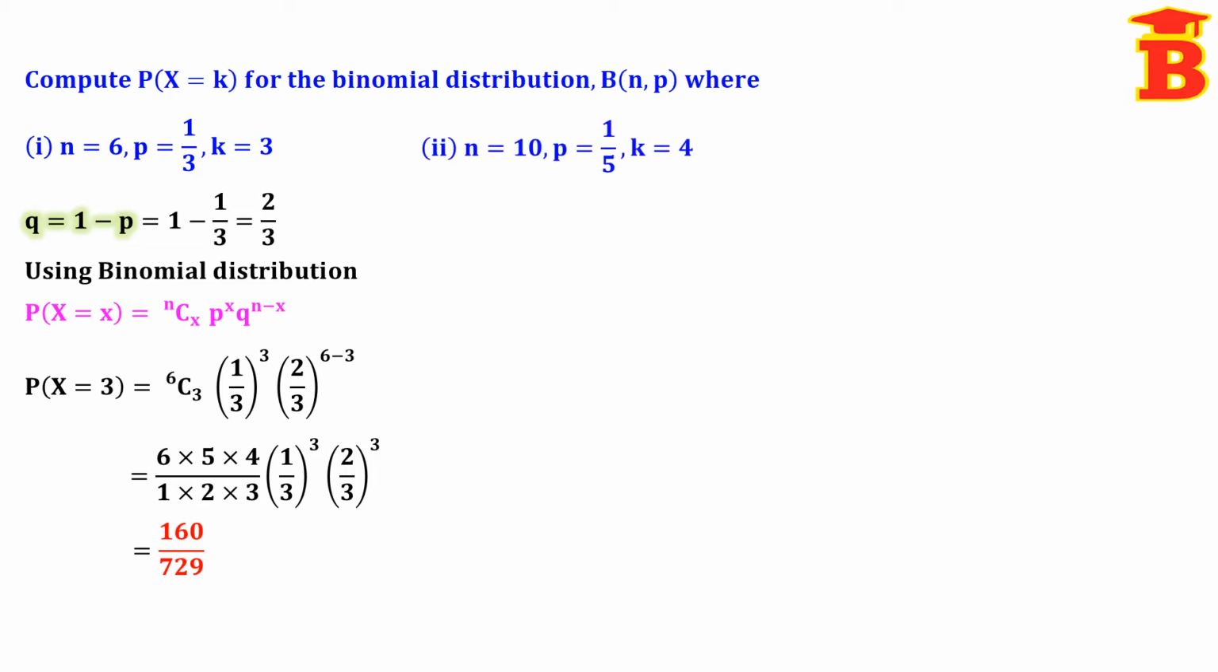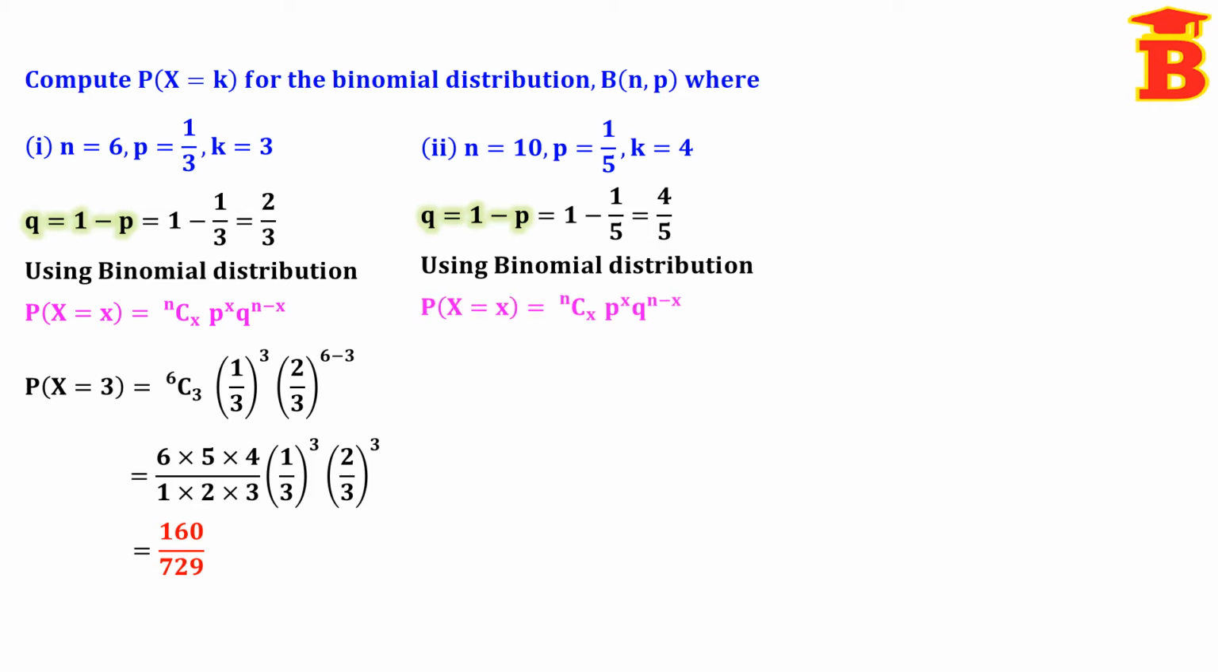Second sum, given values are n equal to 10, p equal to 1 by 5 and k equal to 4. So same procedure: p value is given, so we can find q value using the result q equal to 1 minus p. That is equal to 1 minus 1 by 5, that is equal to 4 by 5. Now using binomial distribution, we use the formula P(X = x) equal to nCx p^x q^(n-x).